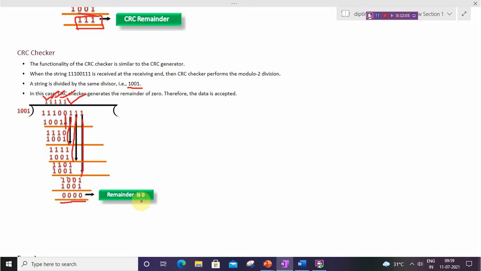At the receiver side, again the CRC checker divides with the same divisor, and the data unit is the original data plus the remainder, that is the CRC remainder. If the remainder is 0, then the receiver accepts the data, and if the remainder is non-zero, then it discards it. So this is about CRC, cyclic redundancy check. Thank you.